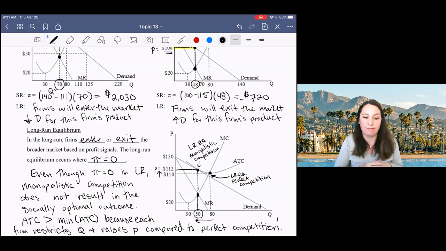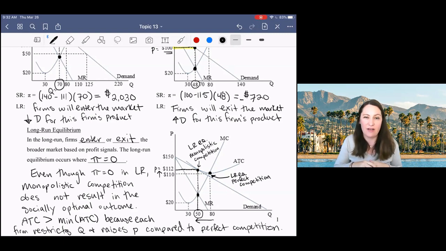This is, again, representative of a lot of the different markets that we see in the economy, and hopefully it helps you understand that a little bit better. All right, so this is the end of monopolistic competition.